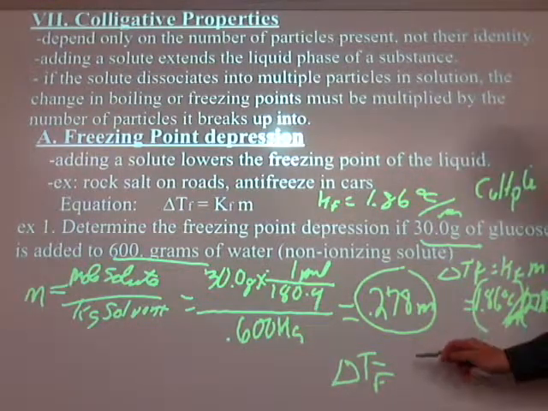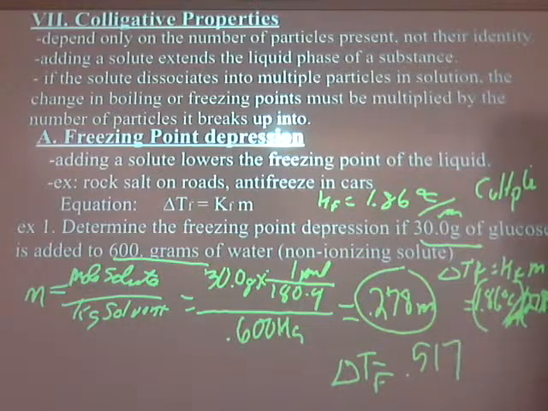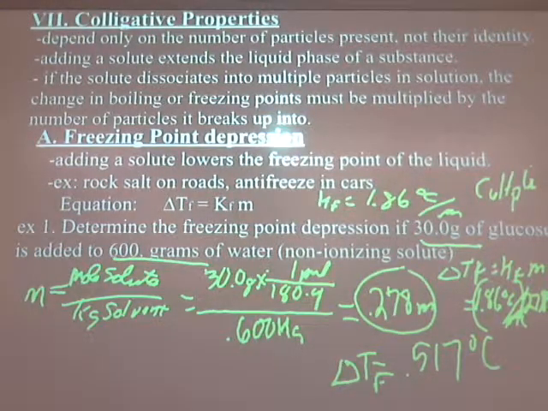5.17. It shouldn't be 5.17. Maybe 0.517. Is that right? 0.517? I got that too. Okay. So 0.517 degrees Celsius. Now, I didn't ask it in this problem, but had I asked what's the new freezing point, what's the answer? Negative 0.517, right? Because the old freezing point is 0, correct?